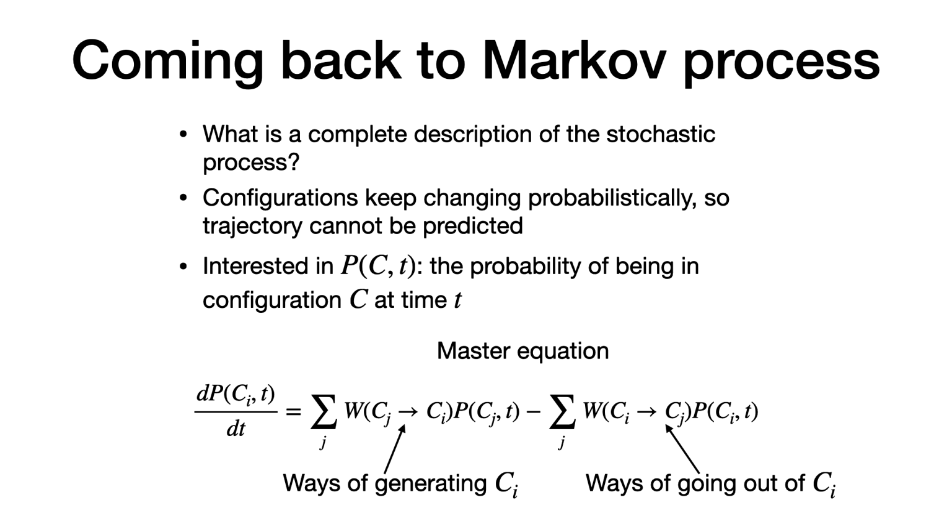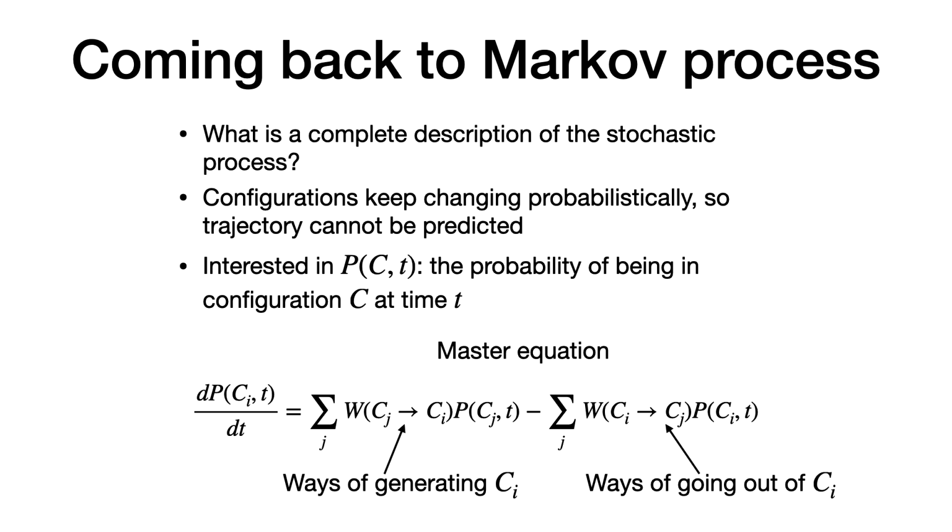And then there is a loss term: I was in configuration Ci, then I go to some other configuration j, and P(Ci) says what is the probability I was in Ci at time t. You do not have to remember this equation; it can be written down by inspection. After some time it just becomes ingrained. This is known as the master equation, and it completely describes the evolution of these probabilities, which is the quantity we are interested in.